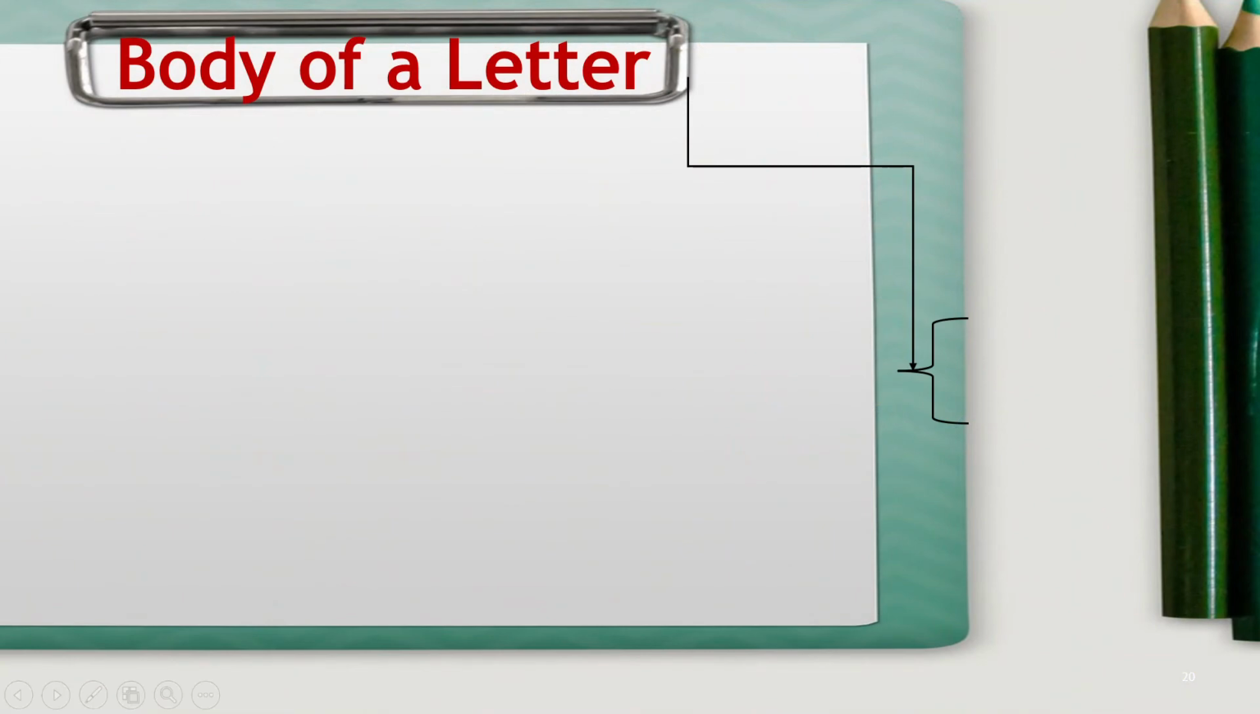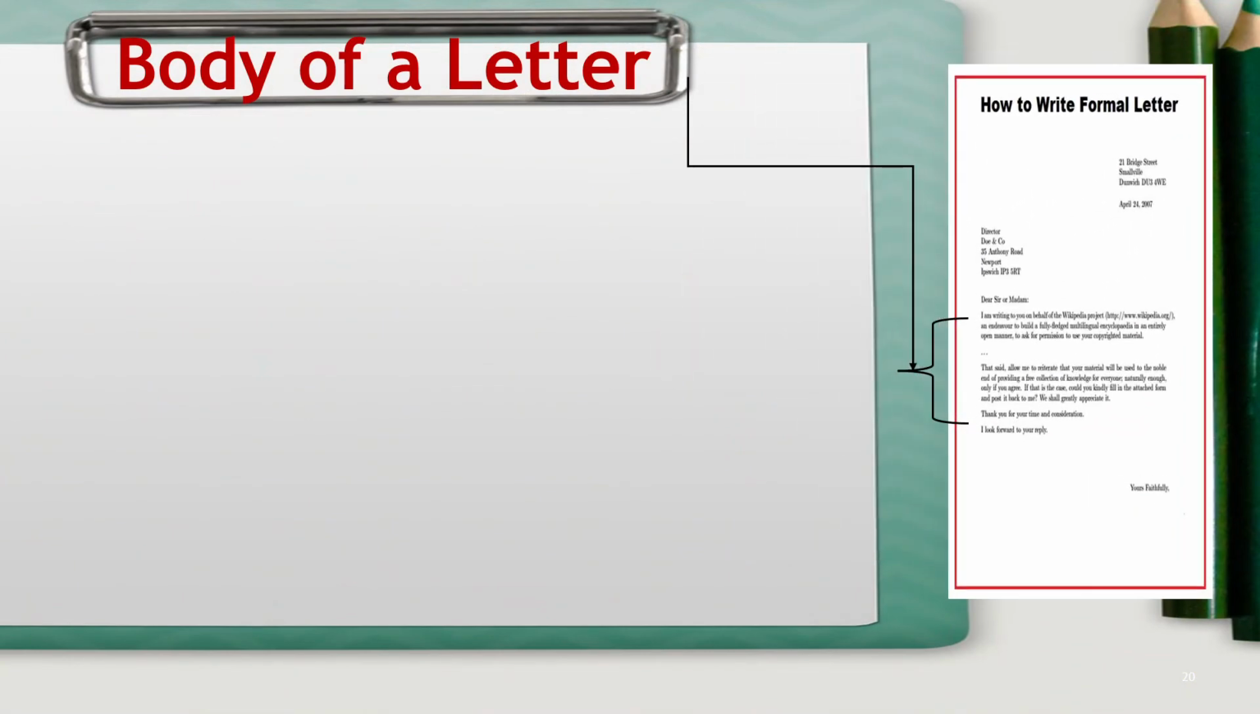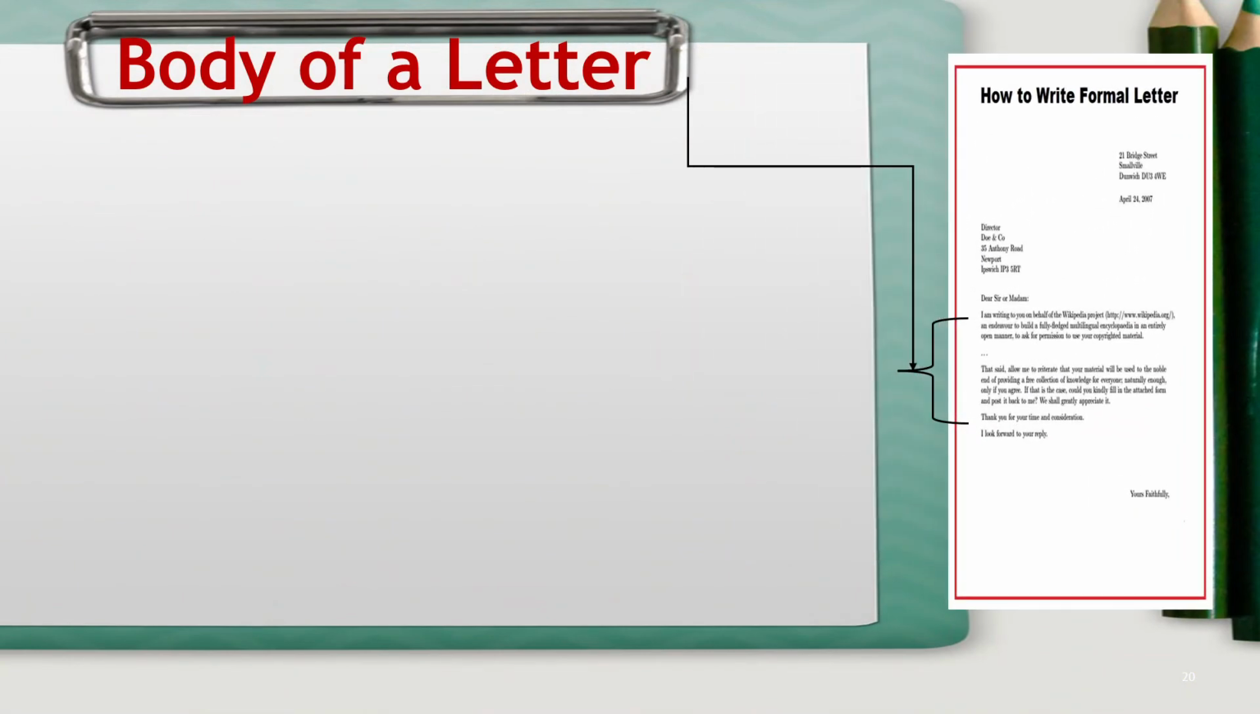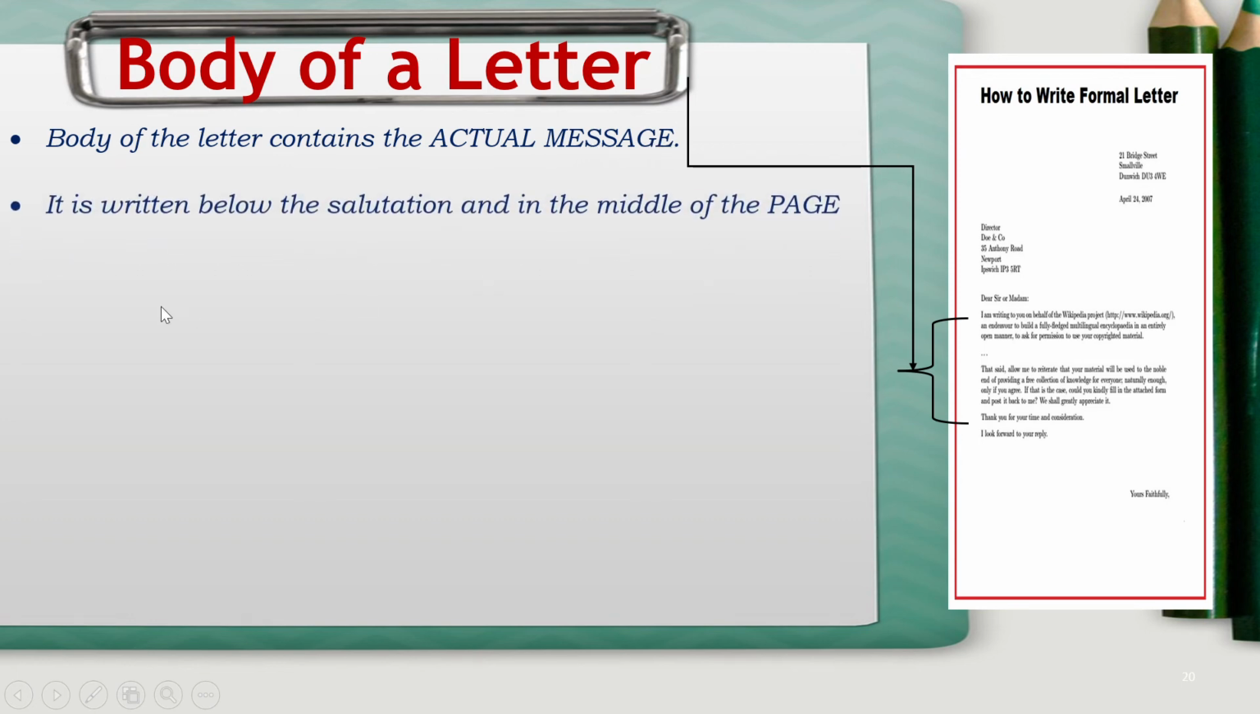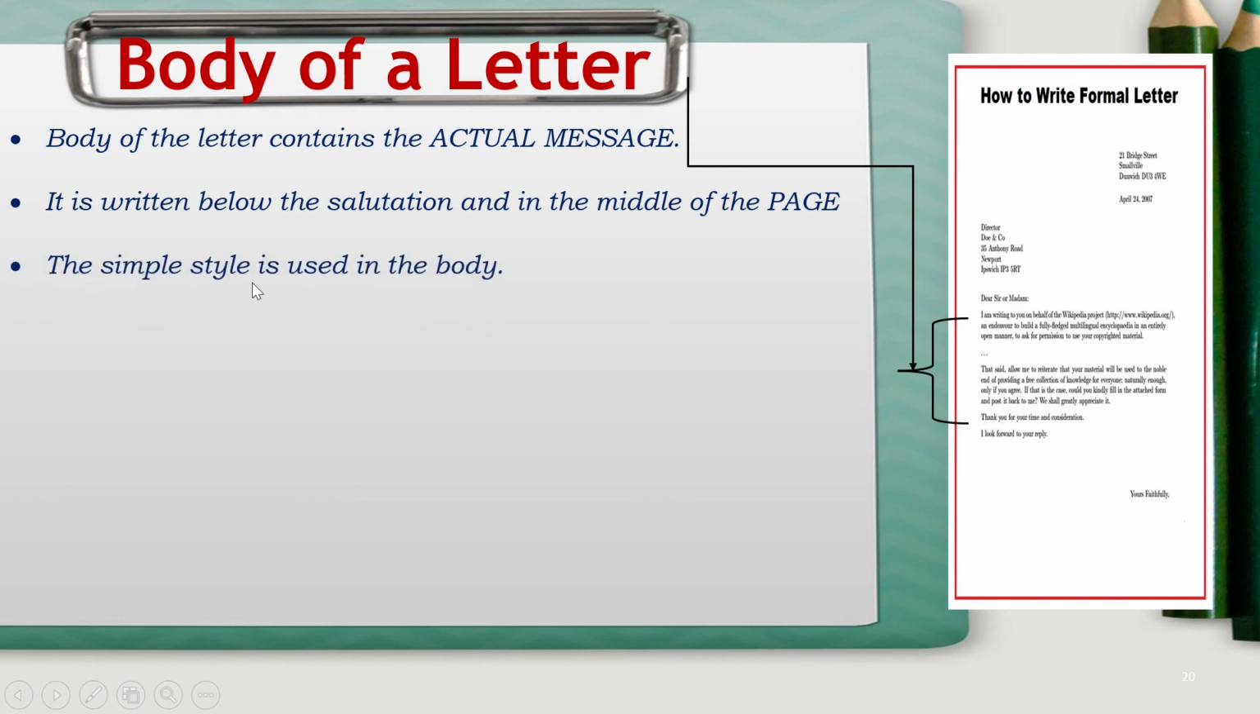And we go to the body of the letter. Actually the body of the letter goes like this, as it is shown in the diagram. How should the body of the letter be? The body of the letter contains the actual message to be communicated. It is written below the salutation and in the middle of the page, before the leave taking. A simple style is used in the body of a letter. It should not be very clumsy, it should be very simple. Words and sentences must be simple.